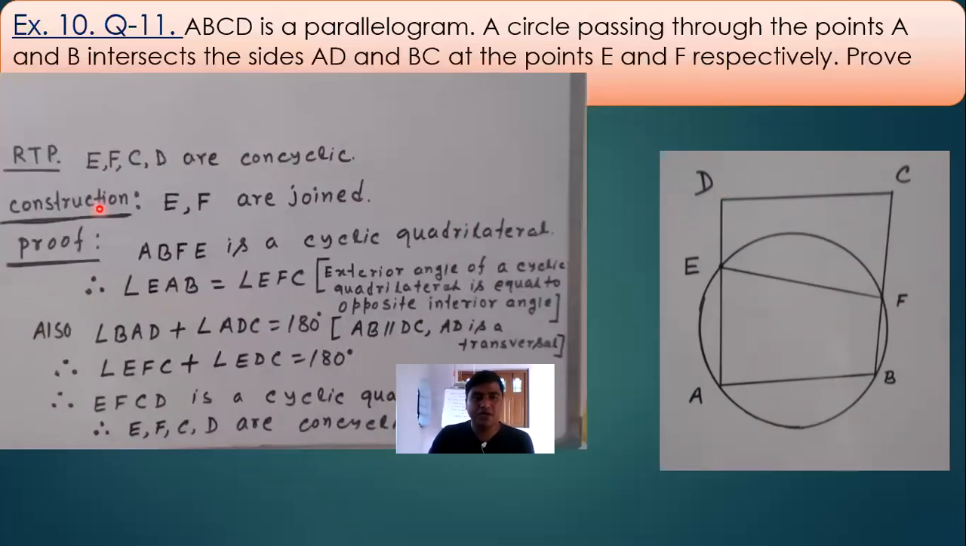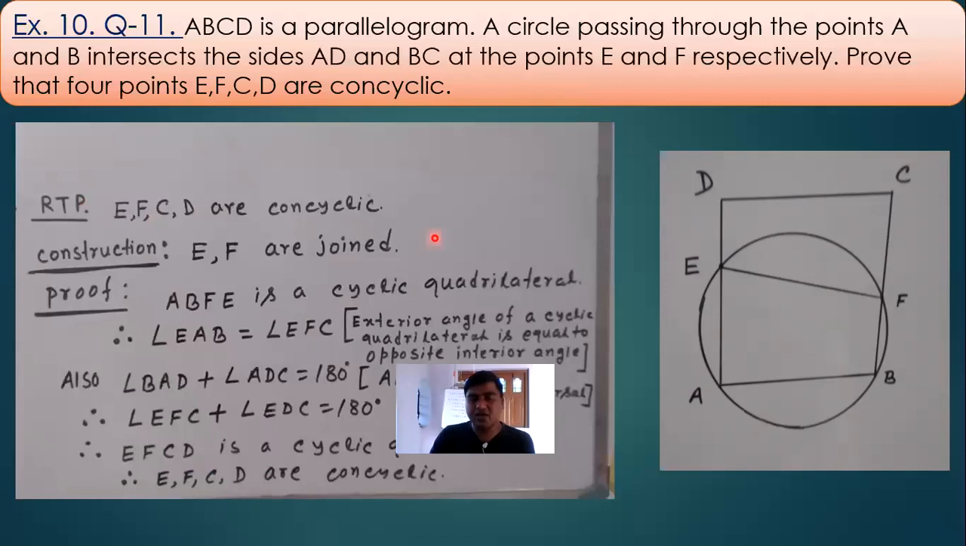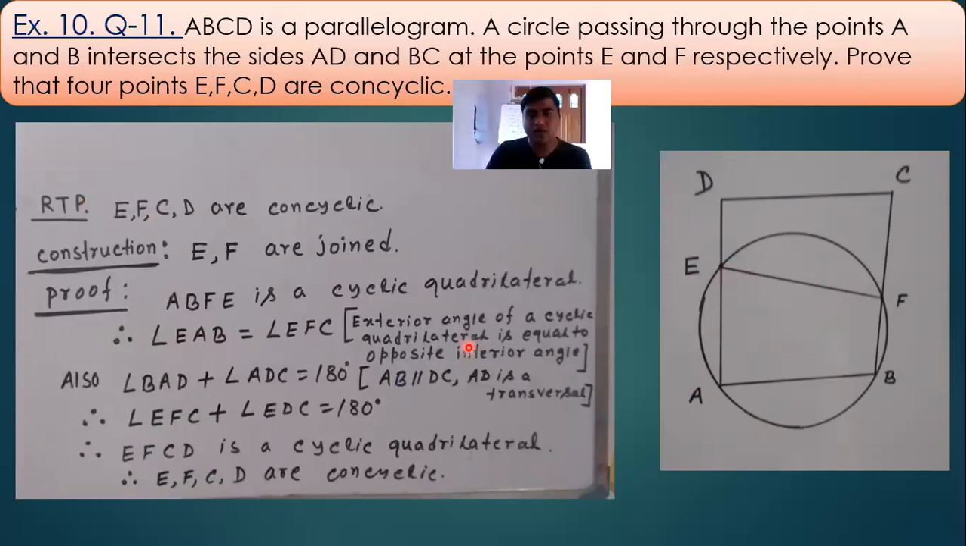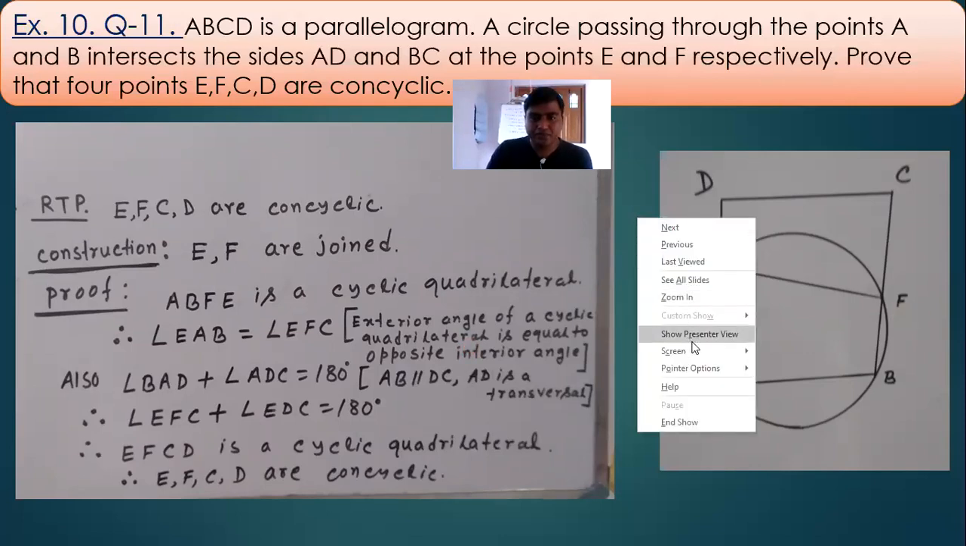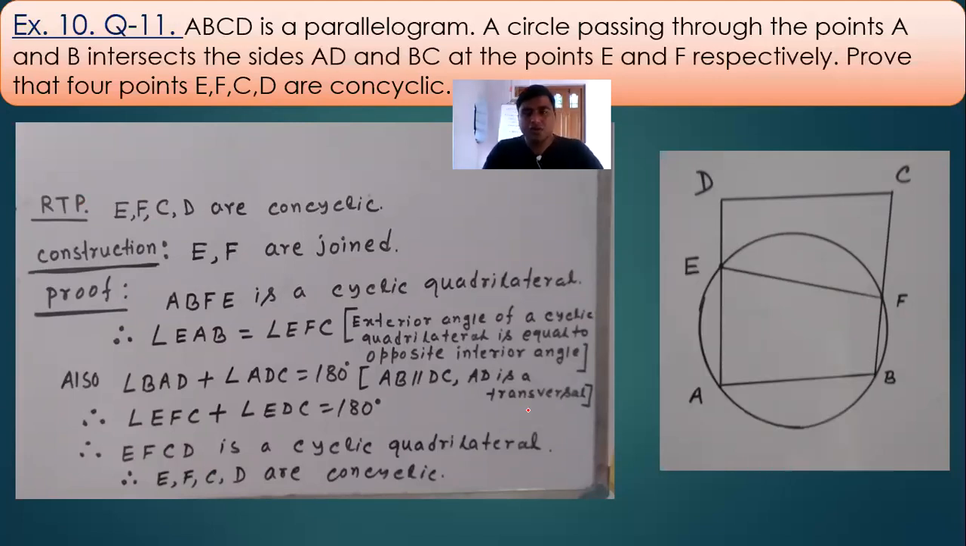This is our RTP: E, F, C, D are concyclic. Construction: E, F are joined. Now A, B, F, E, these 4 points lie on the circumference of a circle. So therefore, ABFE is a cyclic quadrilateral.